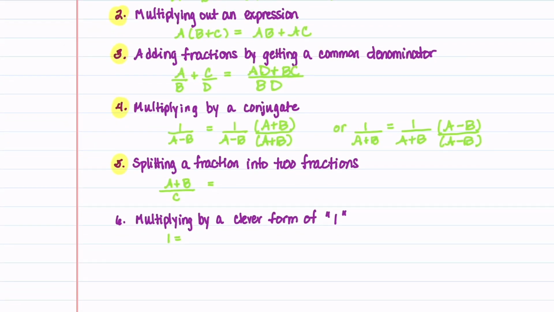The fifth technique is one where we can split a fraction into 2 fractions, and we can do this if there's a single term in the denominator. We can write A plus B divided by C as A divided by C plus B divided by C. The last technique we can use is to multiply by 1. For example, we could let 1 be equal to cosine x divided by cosine x. And that's also a difficult one and a little bit hard to think of.